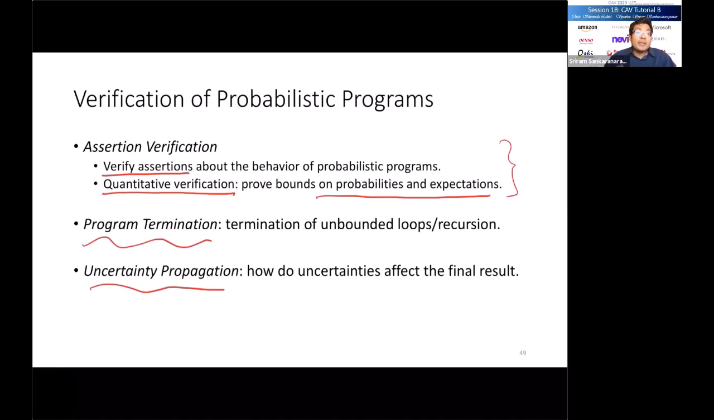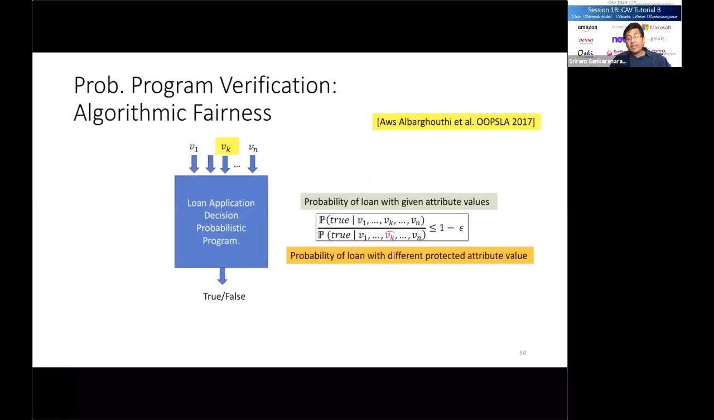And all of these problems have been solved in the verification community. I wanted to point out a few important motivations. For example, Albert Guthi and others talked about something called verifying fairness of probabilistic programs. So here, if you look at a probabilistic program, let's say that processes loan applications, and let's say it takes a lot of inputs about the user, and let's say one of the inputs was race. And they tried to prove that if you change the race of the user without changing anything else, the probability that the user is given a loan is always within 1 minus epsilon, for a small epsilon, of the original probability.